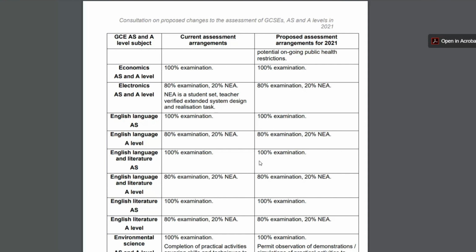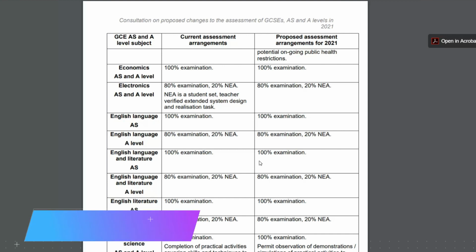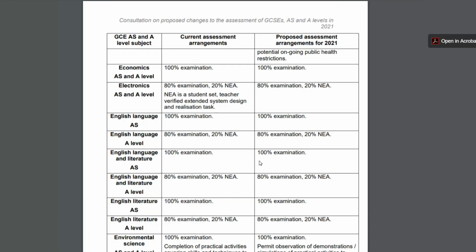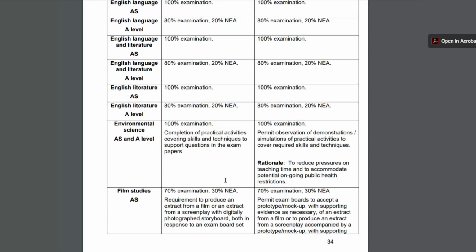English language AS and English language A level does not change. So for AS it was 100% examination before, it's still going to be 100% examination in 2021. For the A level it was 80% examination before and 20% NEA, and now it's still going to be 80% examination and 20% NEA. English language and literature AS and A level had exactly the same breakdown for AS to A level as language does, and they're exactly the same too. English literature AS and A level, exactly the same thing. Alright, so all the Englishes stayed the same, there's no change.